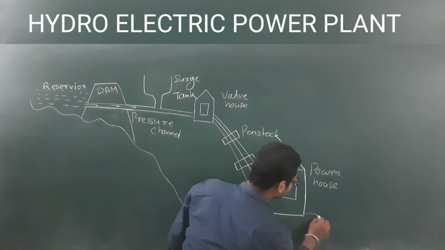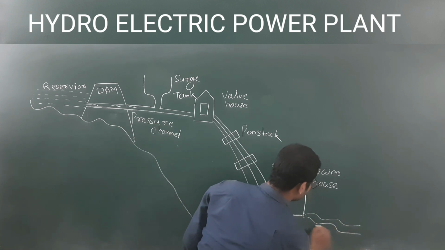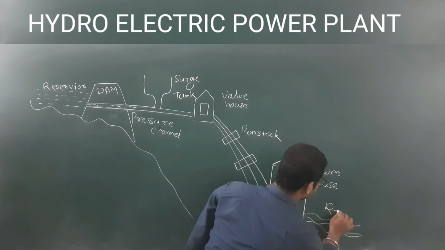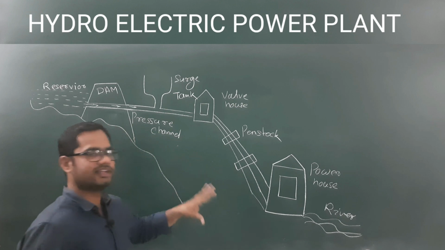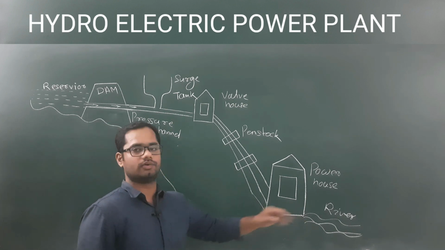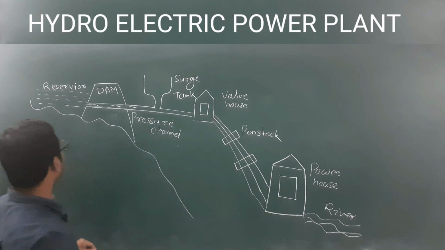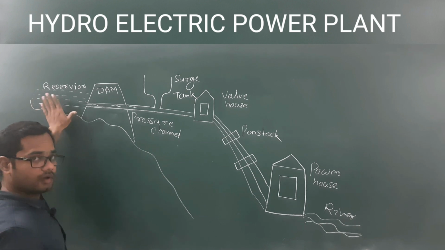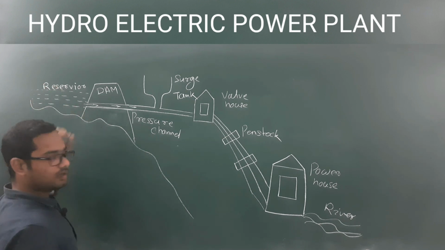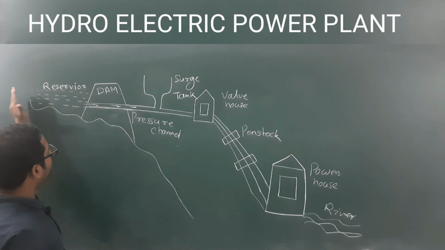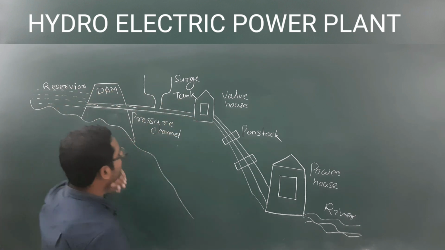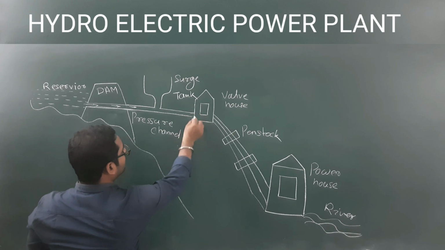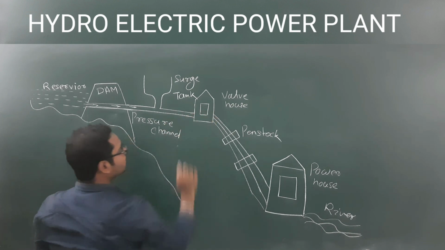And after that, this is your river stream, where after the utilization of the water, that water gets out. So how does the utilization occur? This is the reservoir where your water is stored, and this is a dam, which is a barrier for the water, and in between is your pressure channel. From the pressure channel, the water comes directly to the valve house.